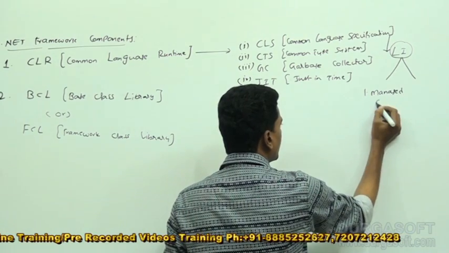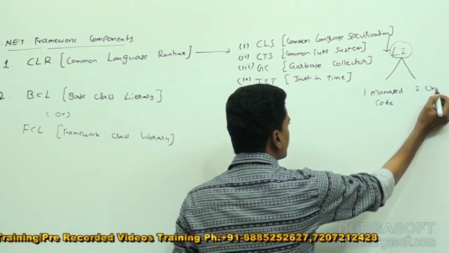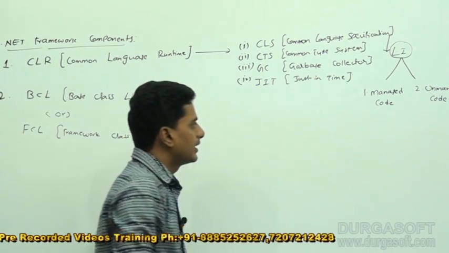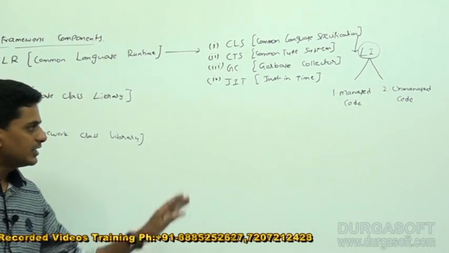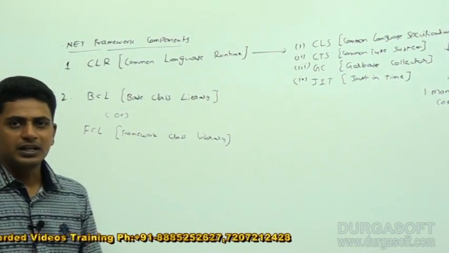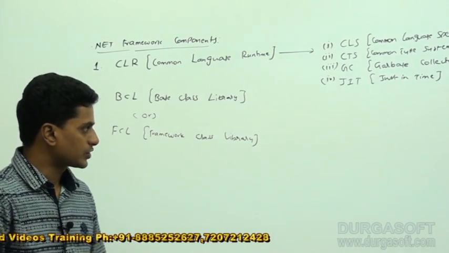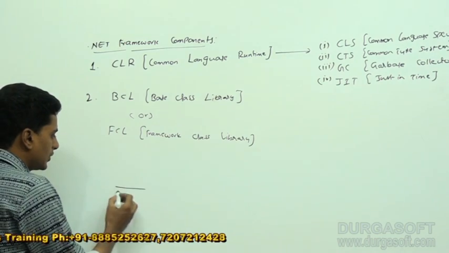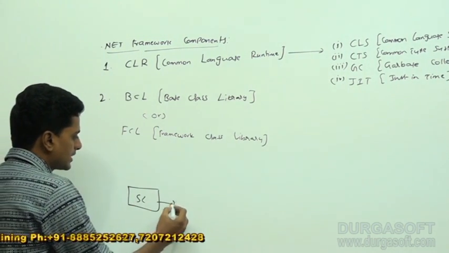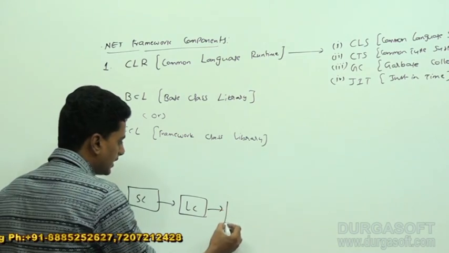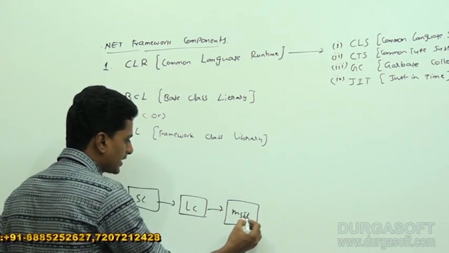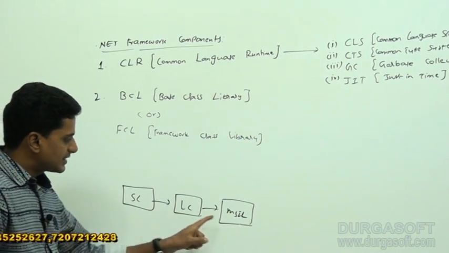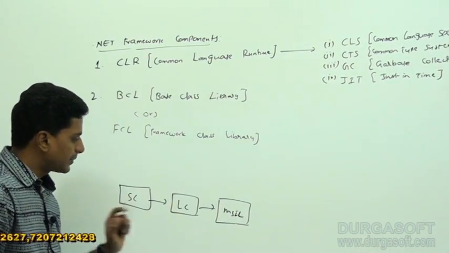One is managed code, next one is unmanaged code. In these 2 ways we can achieve language interoperability using Common Language Specification. Simple. Managed code means what? Just now we have seen the code execution support in .NET. Source code is compiled by language compiler and it generates what code? MSIL code. And managed code means the code which generates MSIL after compilation.